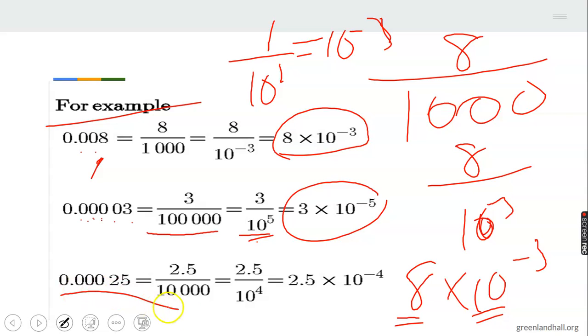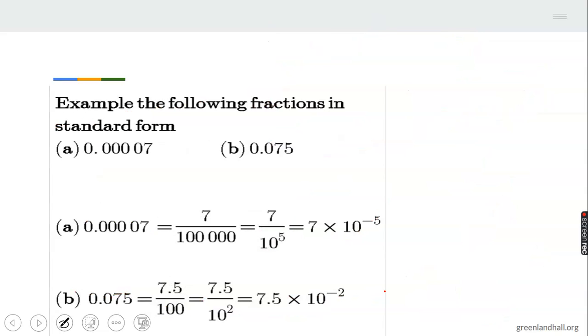The same thing also applies here. You can see it will be 2.5 when you stop at 2. But when you join 5 with it, it will be 25 times 10 raised to power 5. But because I stop at 2, it will be 1, 2, 3, 4. That will be 2.5 divided by 10,000, which can also be expressed as 2.5 times 10 raised to power minus 4. Now, express the following in standard form.